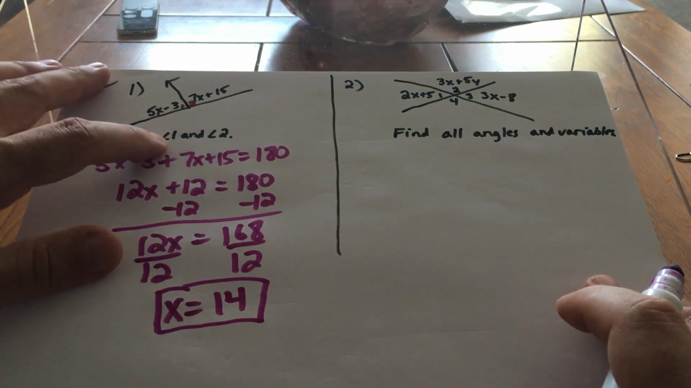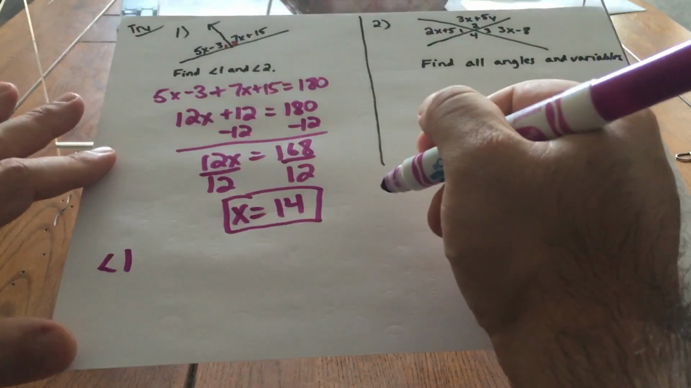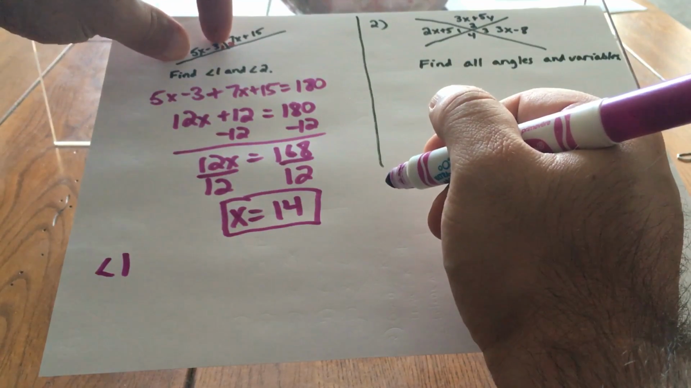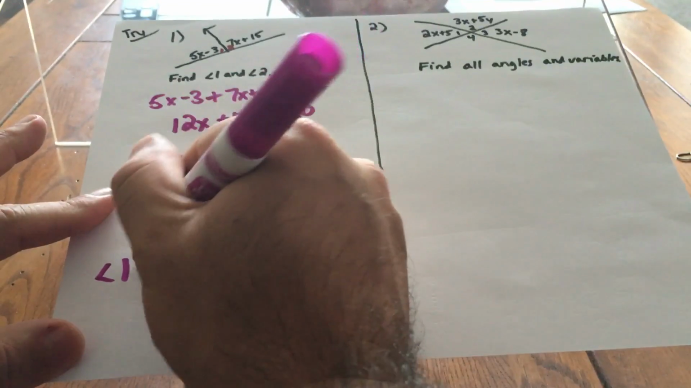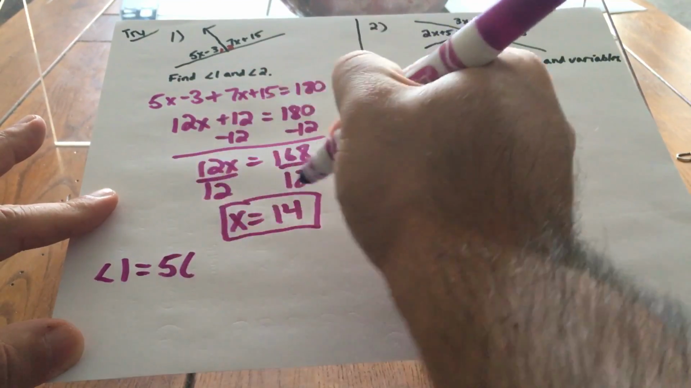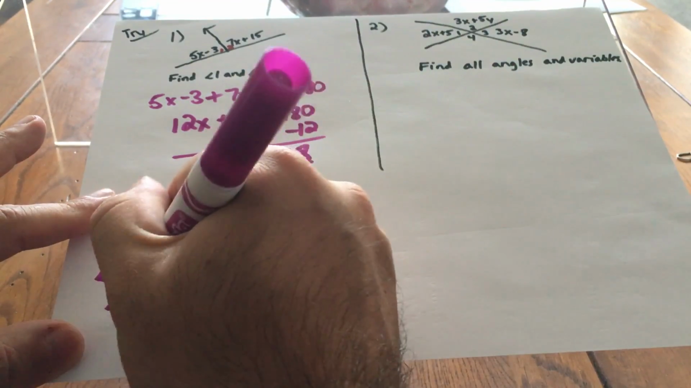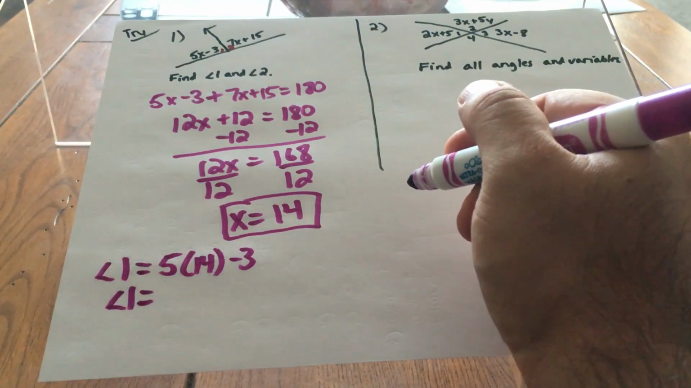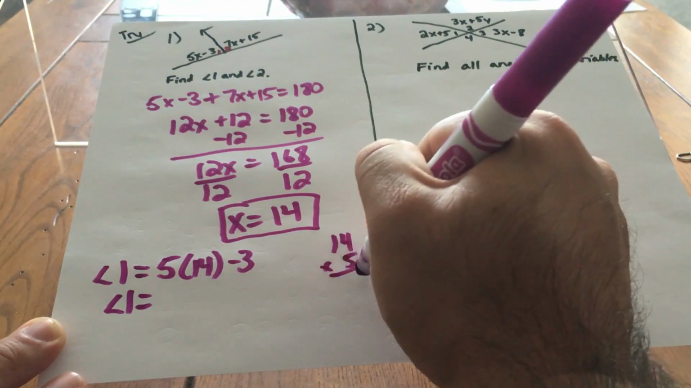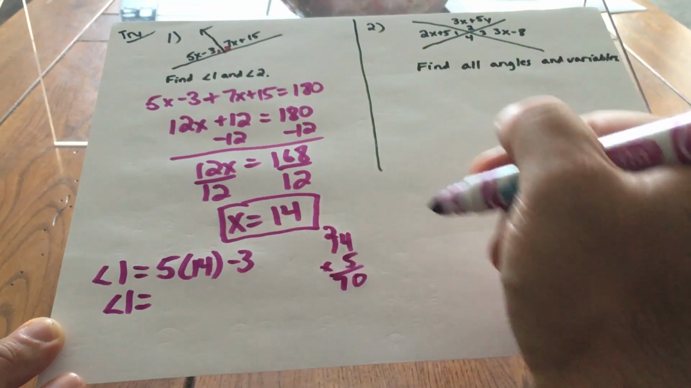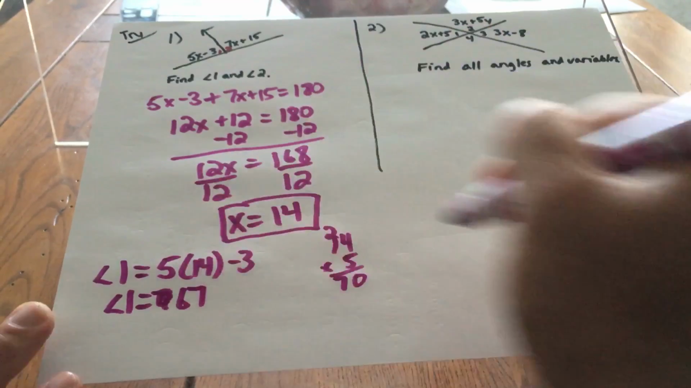Now we need to find the value of angle 1 and angle 2. For angle 1, we're just going to take this expression, 5x minus 3. We're going to lift out the x and put 14 in there. So 5 times 14, minus 3. So angle 1 is equal to, well, 14 times 5. We can do a little long multiplication here. 4 times 5 is 20, that's 70. So angle 1 is 70 minus 3, which is 67.